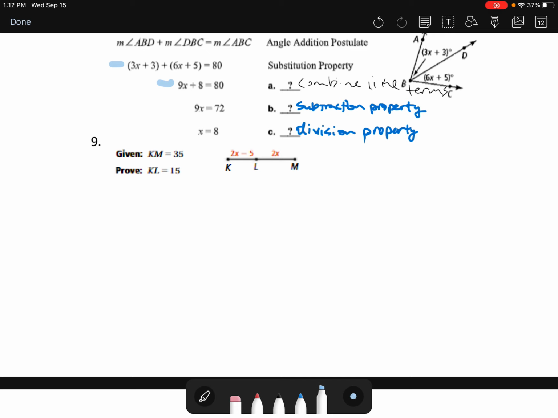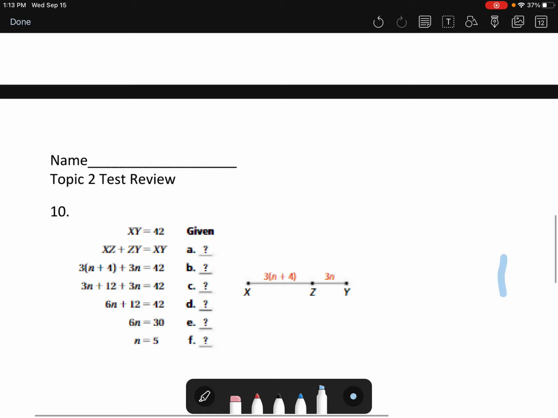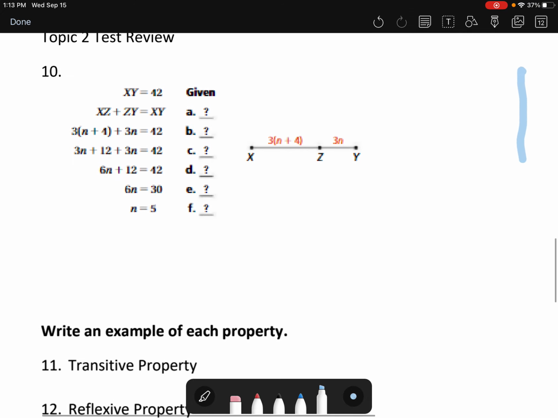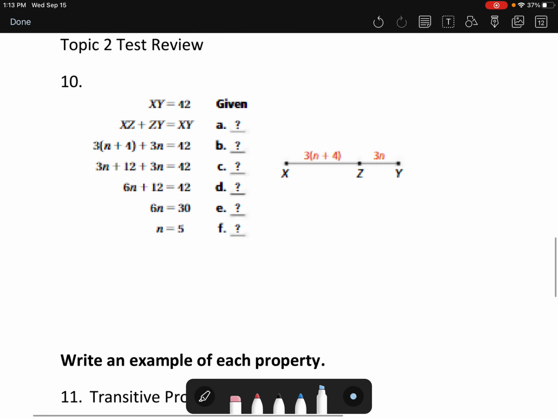Go ahead and skip number 9 as well. Everything on your test, you're going to be proving just like the homework problems. You're not going to be filling out the entire proof yourself. You're going to be filling in blanks. It's going to be like problem number 10 right here. Problem number 10 looks like this. We start off with the fact that xy equals 42. That's a given statement.